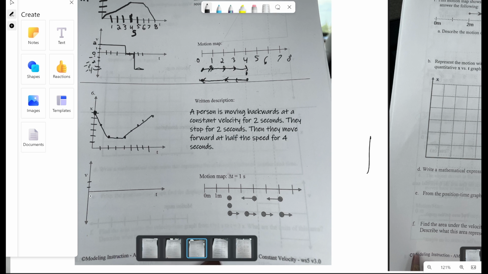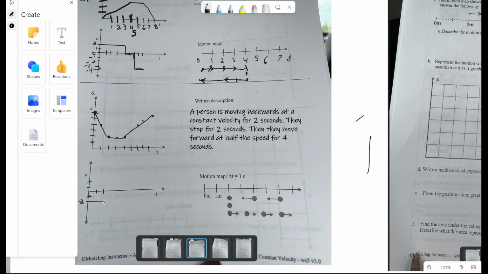However, they're starting off moving backwards, so this would be negative 2 meters per second. And they're doing that for 2 seconds. Right? So it would look like this.